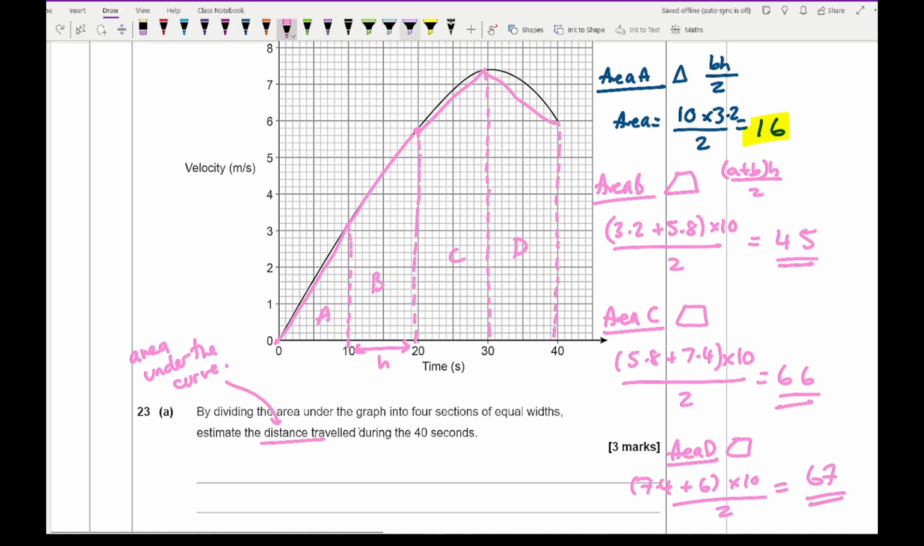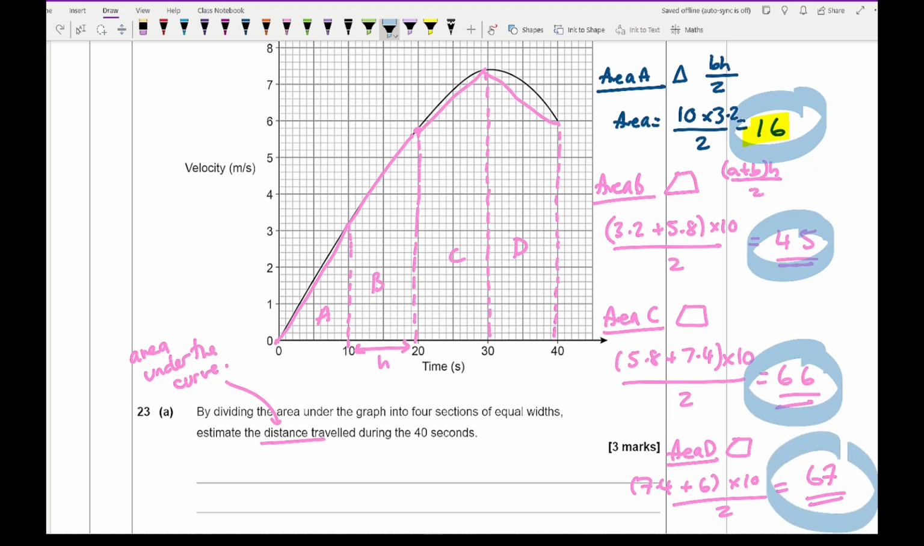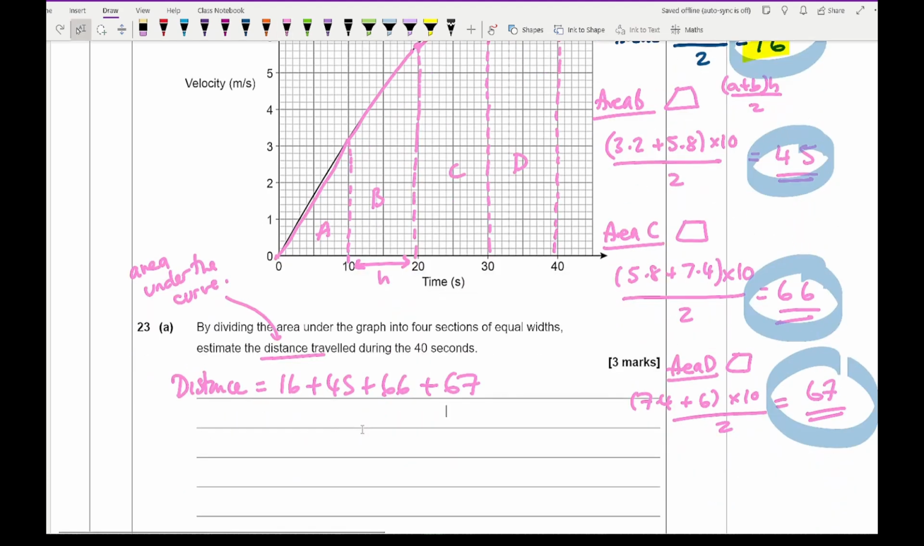So all I need to do to work out the total distance is just add these values together. So the distance is going to be 16 plus 45 plus 66 plus 67. And if I quickly just type that into my calculator, I get an answer of 194 meters.